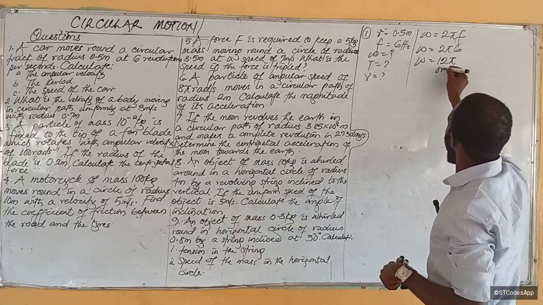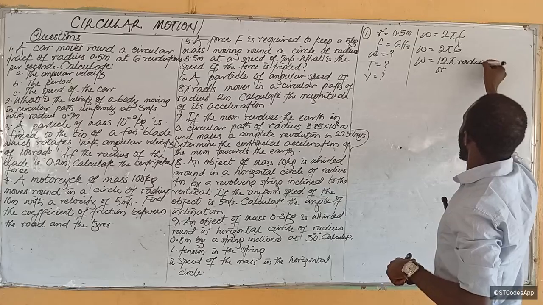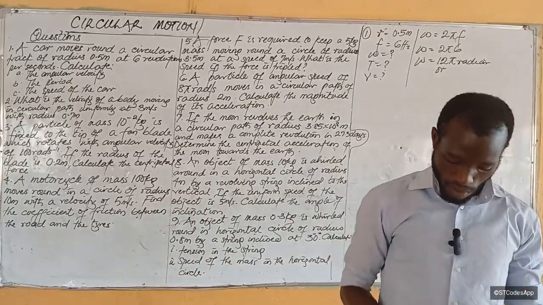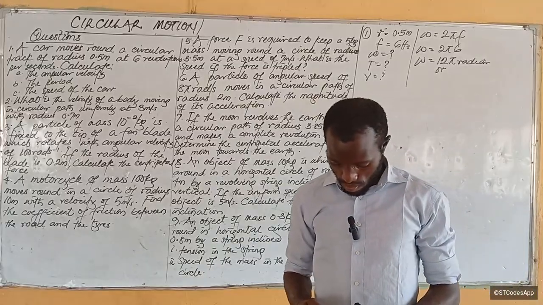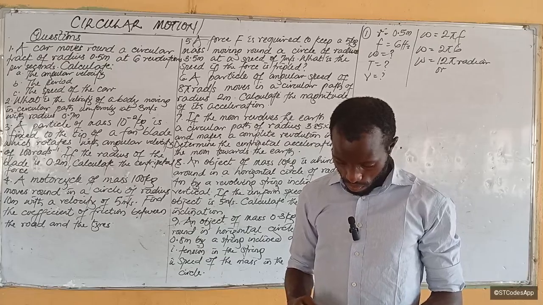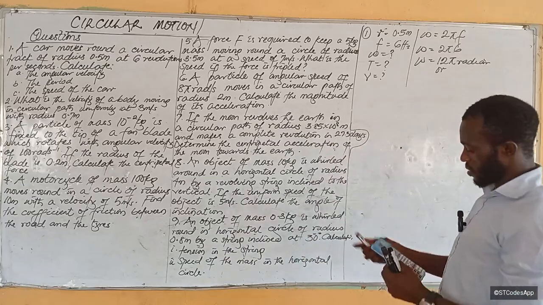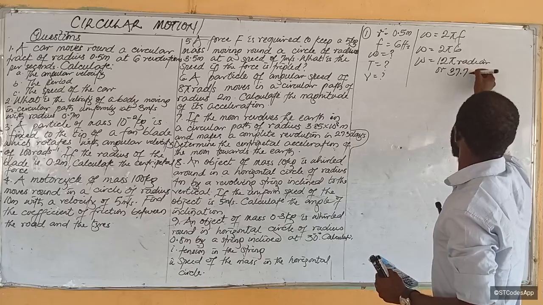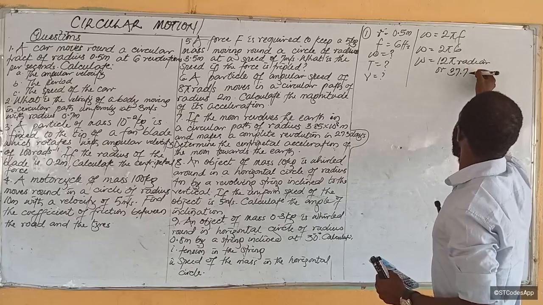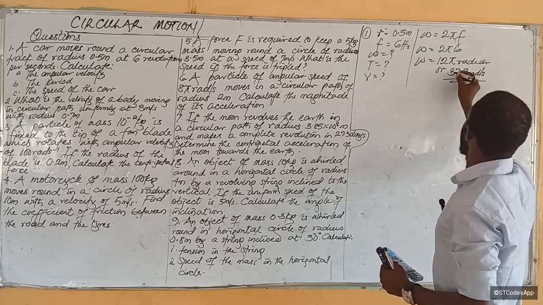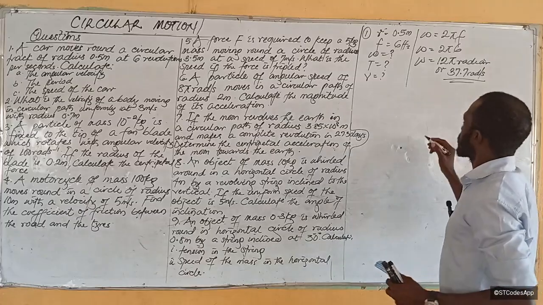Omega will equal 12 pi radians, which is equal to 37.69, that's 37.7 radians per second. So that's the omega.